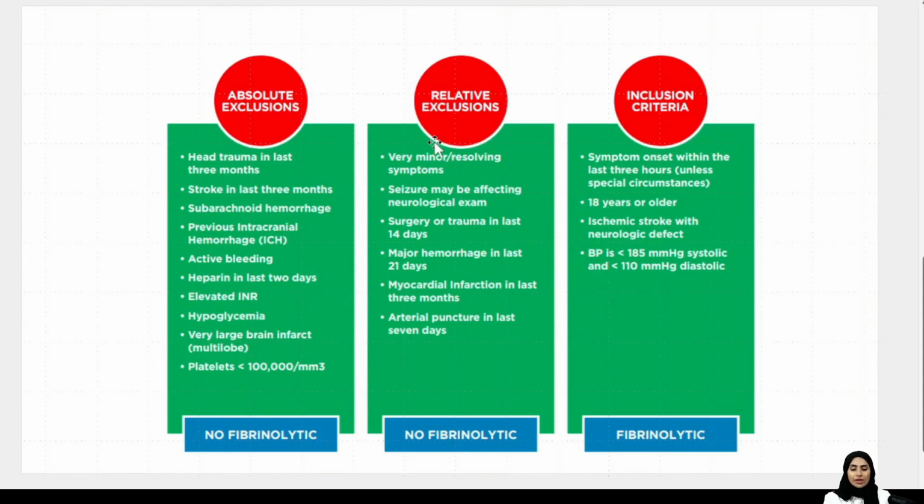Again, we have some relative exclusions for giving IV tPA, like very minor or resolving symptoms, seizure, surgery or trauma in the last 14 days, major hemorrhage in the last 21 days, myocardial infarction in the last 3 months, arterial puncture in the last 7 days.